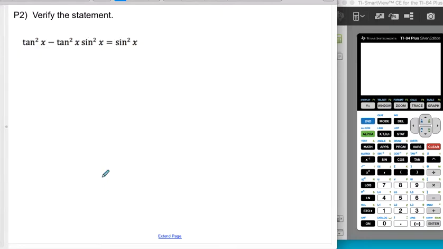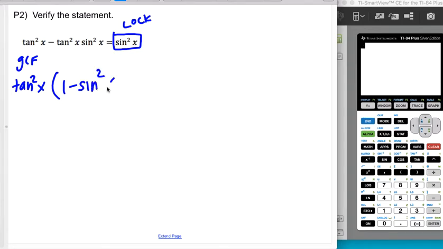All right. So let's try the same thing here. Again, you'll notice one side is much simpler than the other, right? So sine squared seems to be the nice easy side. I'm going to lock that side and make the other side look like sine squared. If I look for a GCF here, there is a GCF of tangent squared x, and what seems to be left is a 1 minus sine squared x.